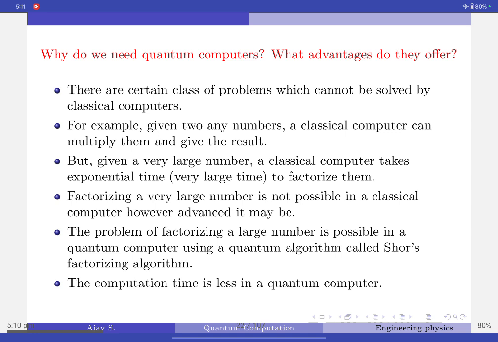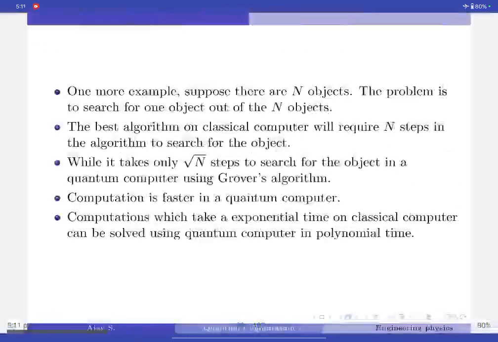The problem of factorizing a large number is possible in a quantum computer using a quantum algorithm called Shor's factorizing algorithm. The computation time is less in a quantum computer for factorizing compared to that of a classical computer.